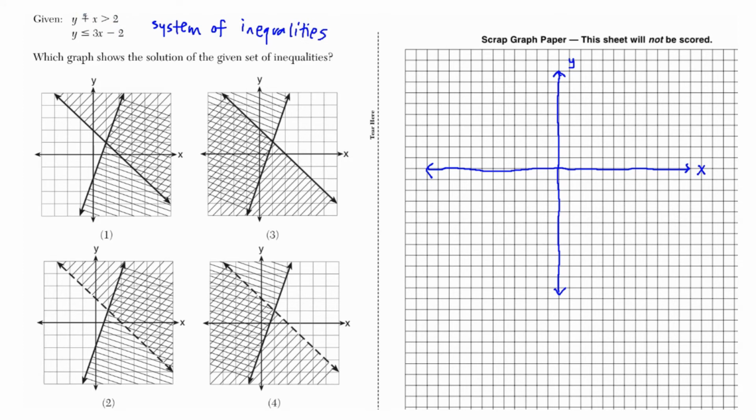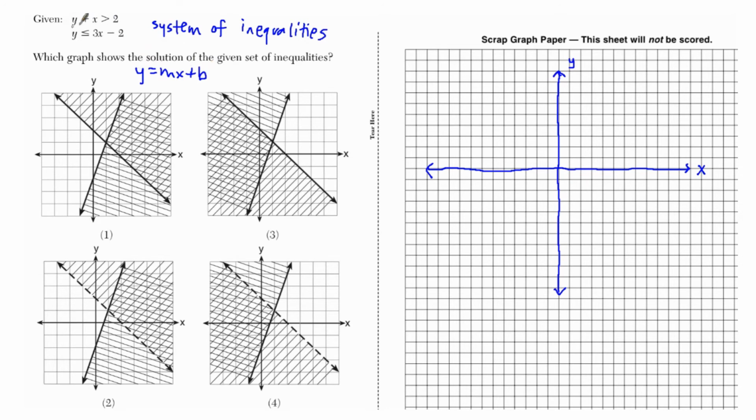So the first inequality, y plus x is greater than 2. Well, the easiest way to graph this inequality is to get it into something similar to slope-intercept form, where for a line it's y equals mx plus b. But similarly for an inequality, it would be y is greater than or less than or equal to mx plus b, where m is the slope and b is the y-intercept. So whenever we isolate y, it allows us to graph this much easier.